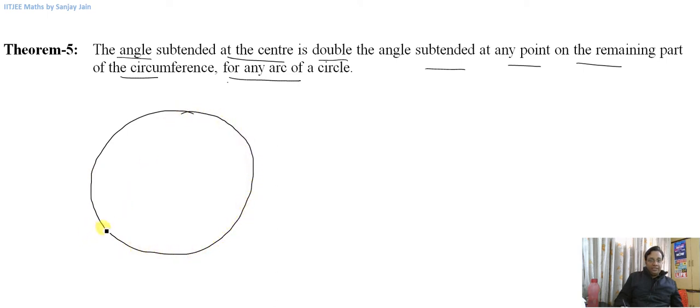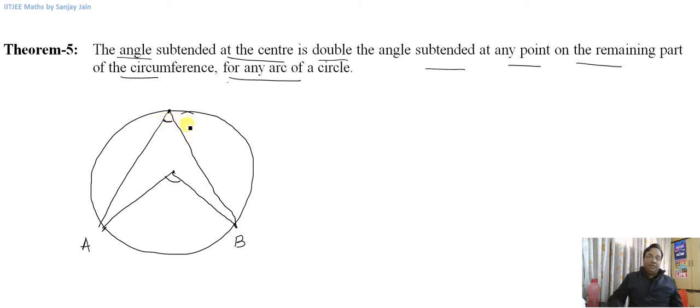Let us first of all take this as the arc. Let it be arc AB, and this is center O. Join this with these points A and B. So this is the angle subtended by arc AB at the center, and let this be any other point on the remaining part of the circumference, and this is the angle subtended at the circumference of the remaining part of the circle. Now we need to see that this angle here, the angle subtended at the center, is double this angle.